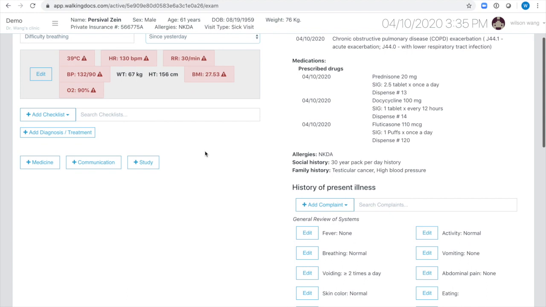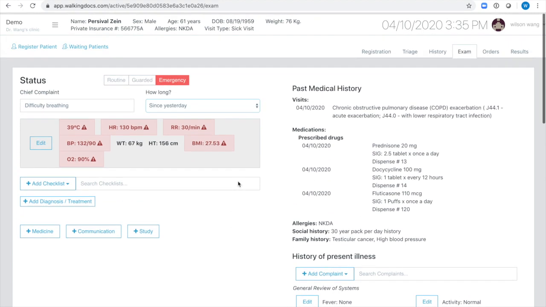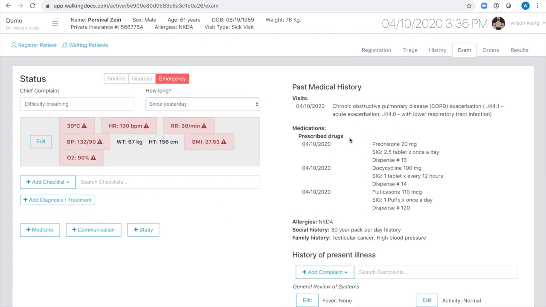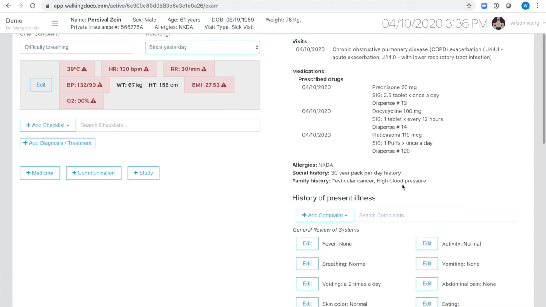suggest the same. On the right of the screen lies information forwarded from the patient medical history page seen here. Percival has been seen at the facility before with a COPD exacerbation, likely the result of a 30-pack-per-day history of smoking. Percival is even on the antibiotic doxycycline.